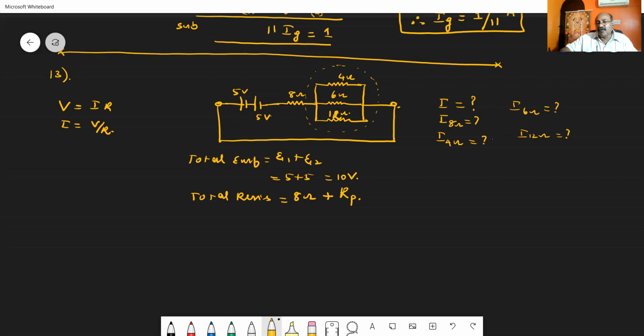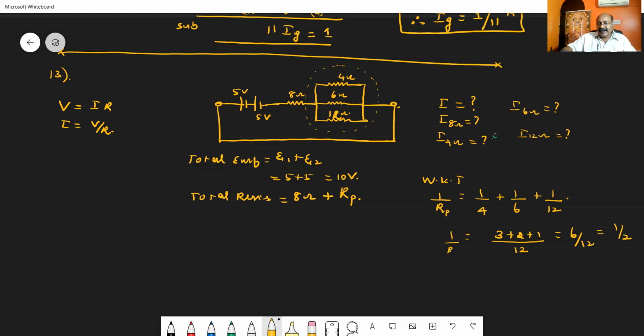What is the parallel combination of 4, 6 and 12? We know that if the resistors are in parallel, then 1 by Rp is equal to 1 by R1, that is 1 by 4, plus 1 by R2, 1 by 6, plus 1 by R3, that is 1 by 12. So take an LCM, you can take 12 as the common factor. For 3 plus 2 plus 1, you get 6 divided by 12. So 1 divided by 2 is 1 divided by Rp. So I can calculate Rp. Rp is equal to 2 ohm.